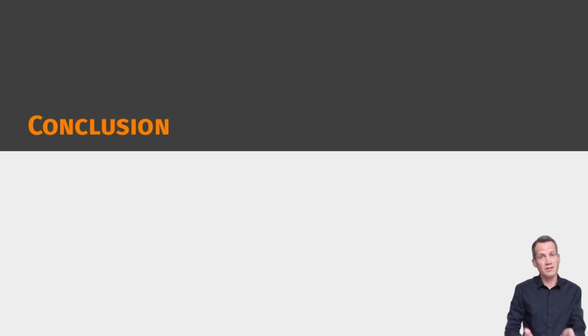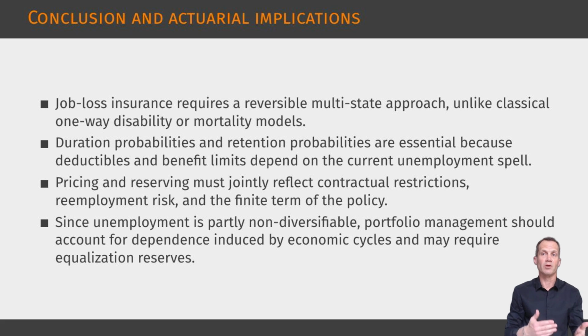Job loss insurance is an instructive example because the state space is small, but the contractual and probabilistic issues are rich. Reversibility, duration dependence, and aggregate economic risk all appear in a compact model. The chapter shows that job loss insurance cannot be reduced to a classical one-way contingency model.